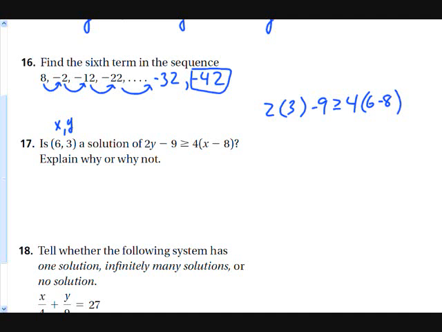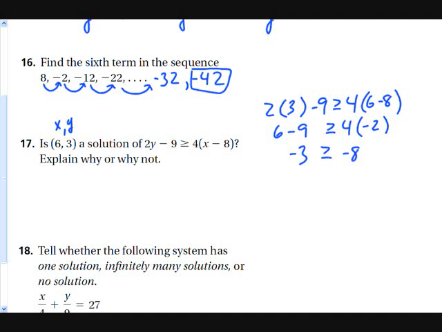And now we just have to simplify each side of this. I'll start with this side. 2 times 3 is a 6. So I've got 6 minus 9. I'm following order of operations. That's going to give me a -3. Then I do the same thing over here. Got my greater than or equal to symbol. I start inside parentheses. 6 minus 8 is a -2. 4 times a -2 is a -8.